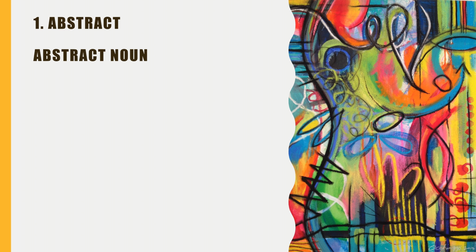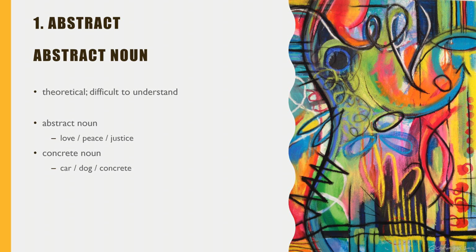Let's start with the word abstract. Abstract noun. The definition of abstract is theoretical or difficult to understand, right? So we talk about an abstract noun in grammar and also as opposed to concrete nouns. Abstract nouns are the nouns for ideas, concepts that we cannot really touch or feel.